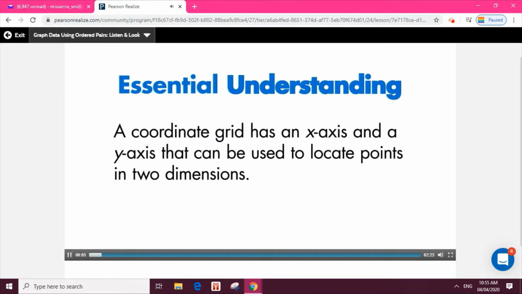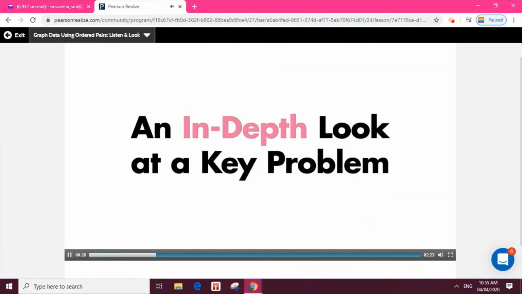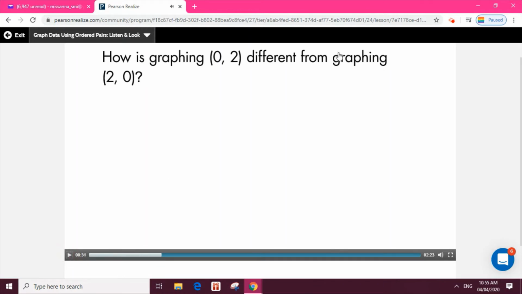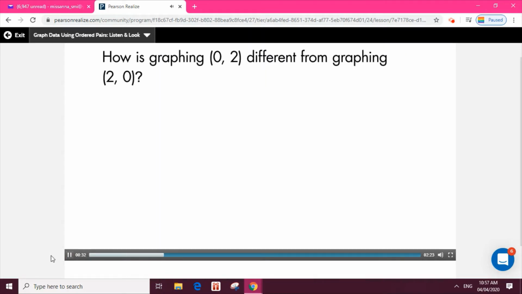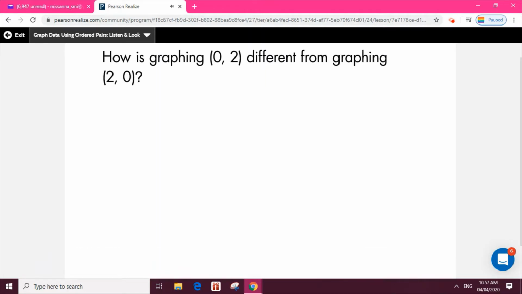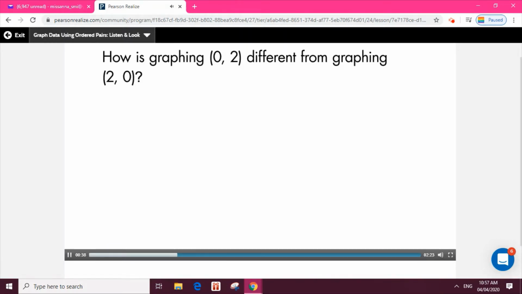The essential understanding for this lesson is a coordinate grid has an x-axis and a y-axis that can be used to locate points in two dimensions. Previously, students graphed points on number lines and used ordered pairs to name points on a coordinate grid. In this lesson, they graph points on a coordinate grid. This problem is key because students must differentiate between the meaning of coordinates in an ordered pair to explain how to locate points in two dimensions on a coordinate grid.